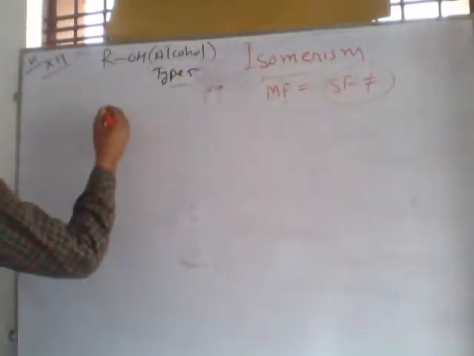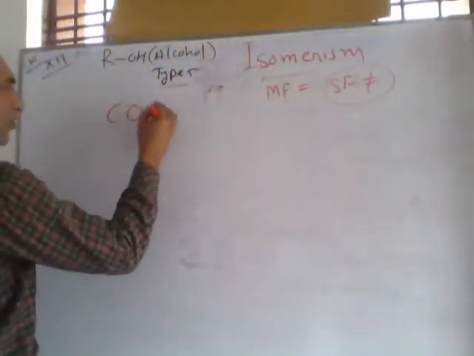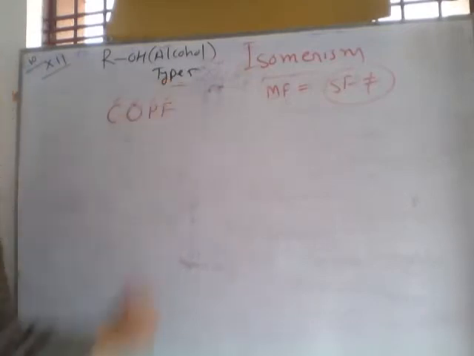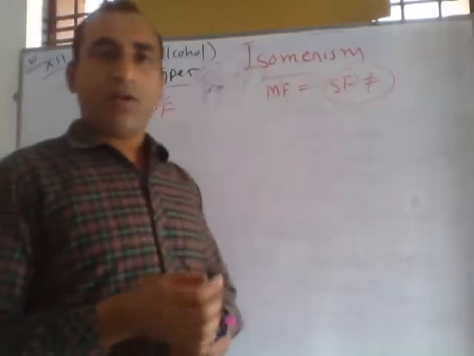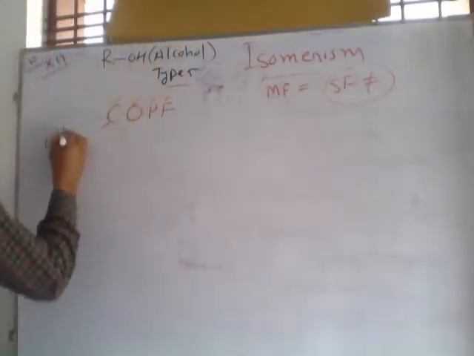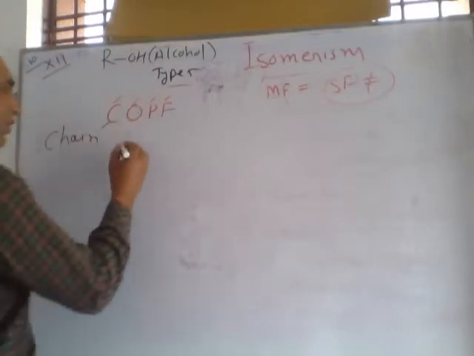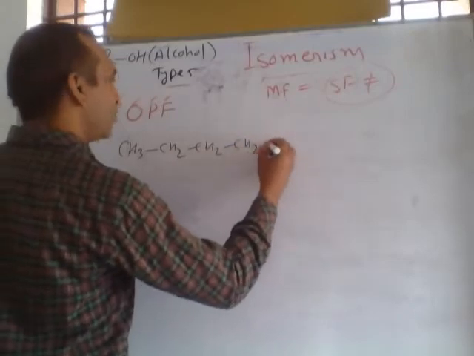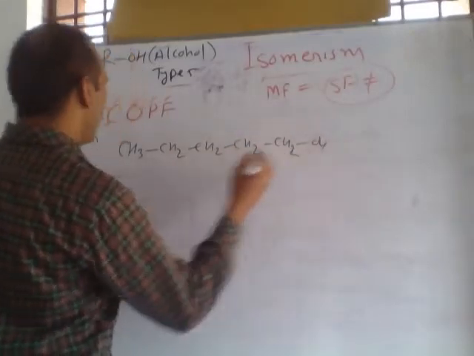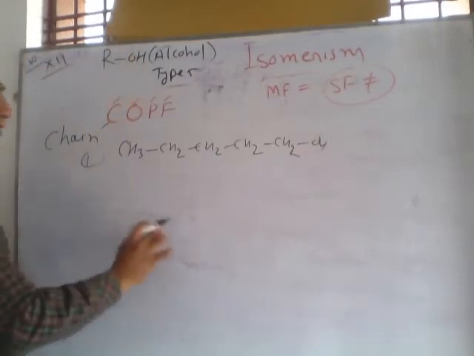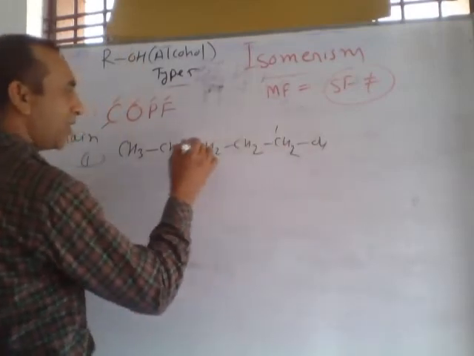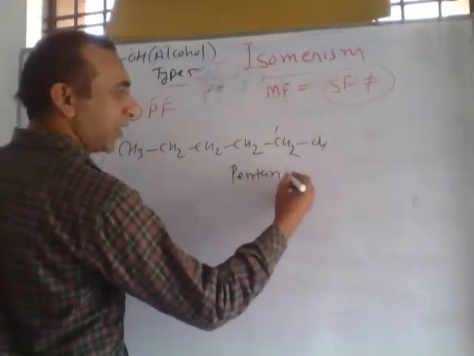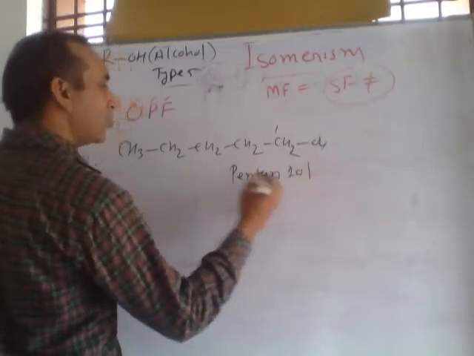In alcohols, COPF, 1, 2, 3, 4. We can observe four types of isomerism. First, C means chain isomerism. Chain. Listen, several. CH3CH2CH2CH2CH2OH. What is this compound? We start from 1, 2, 3, 4, 5. Total 5 carbon. This is called pentan-1-ol.